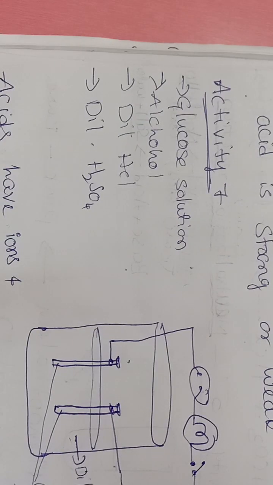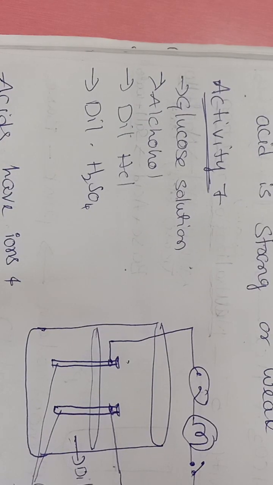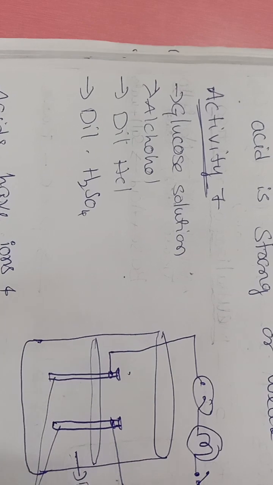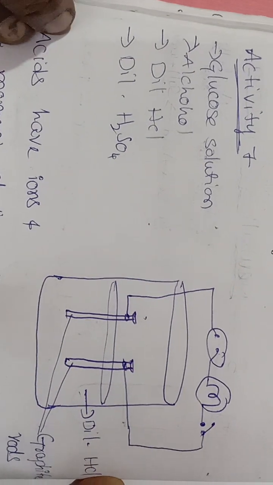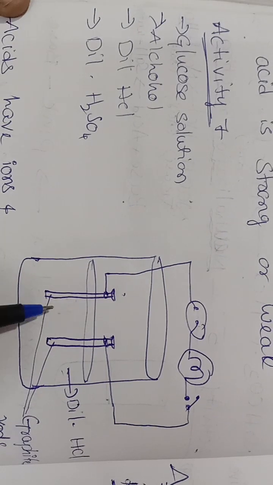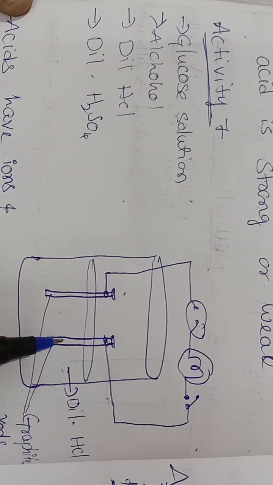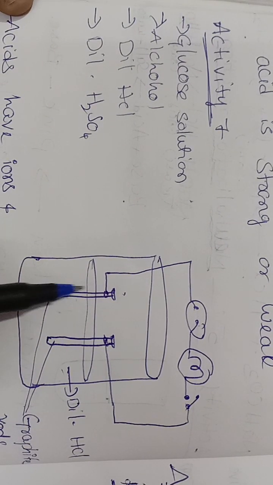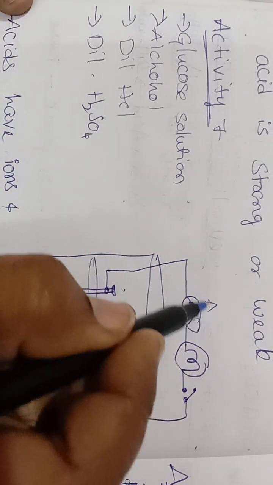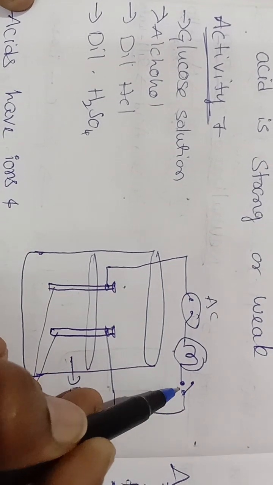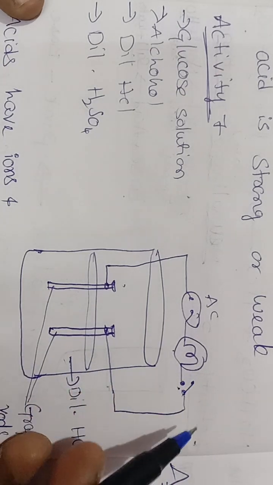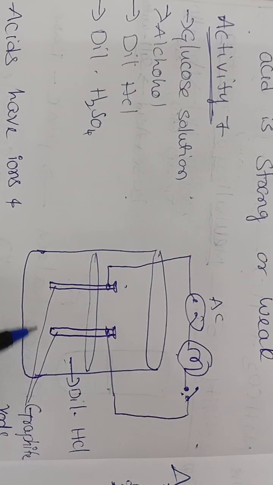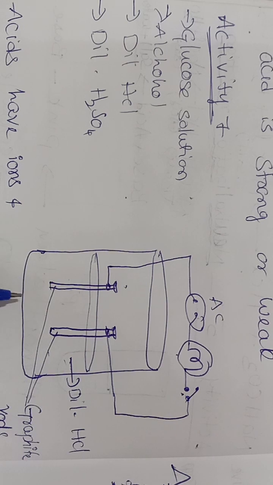See here, page number 43. By seeing this picture only you can get an idea of the electrolysis process. Take two graphite rods and connect them to the AC supply through the bulb and switch. Now will the bulb glow? No. What I am adding here is diluted hydrochloric acid.